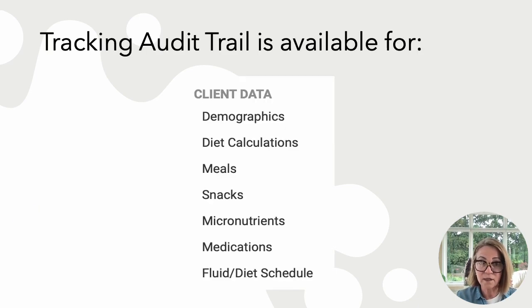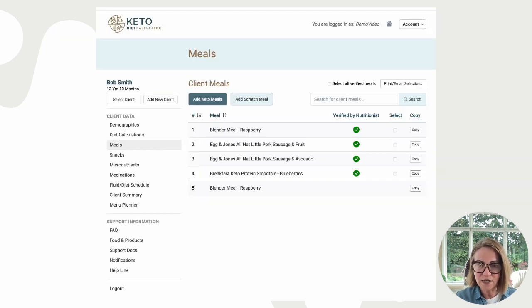So the tracking audit trail works for any client data field, and I've listed here, this is just a screenshot of the menu where you see this list of features that pertain to the client. So individualizing the diet is what you're really doing. You go into each of these features and select the meals that they want, modify the meals, create snacks, create a vitamin mineral profile, maybe a medication profile to figure out their carb intake, and then designing a fluid diet schedule if that is appropriate.